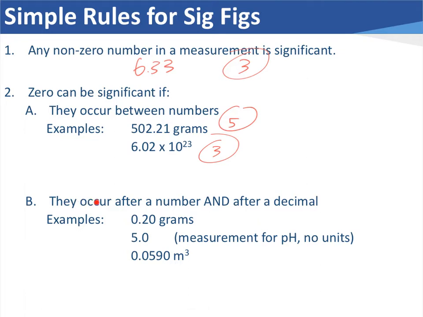Zeros can also be significant if they occur after a number and after the decimal. So 0.20 grams, this 0 is significant and has 2 significant figures as a measurement. 5.0, this 0 comes after the decimal and after a number, and so that means that this number as a measurement would have 2 significant figures.